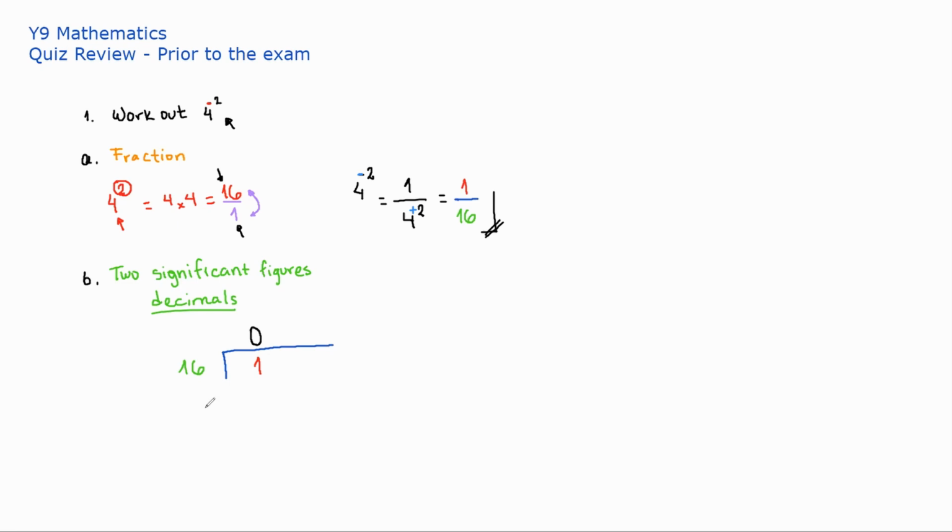Then what else can I do? I don't have any number on the right side of that number 1. So I'm going to put a decimal point there, and I'm going to add a 0. That 0, I'll take it down. You see? That's how I ask for permission. Then I'm going to ask again: how many times can 16 go into 10?